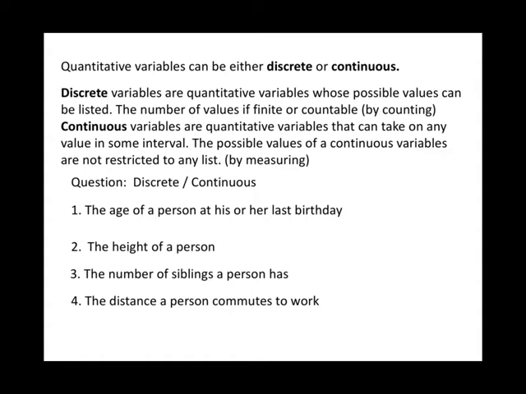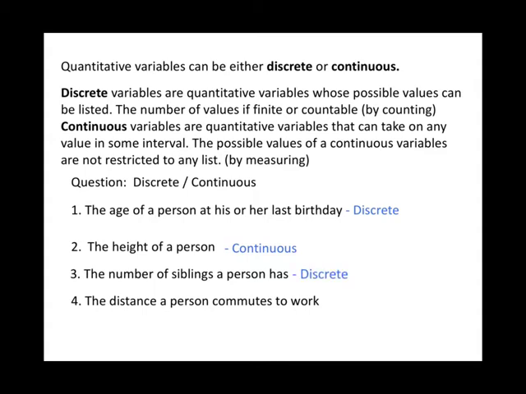Number one, the age of a person at his or her last birthday. You can get it by counting, so this is going to be discrete. Number two, the height of a person. How tall are you? You could measure it, right? So that will be continuous. Number three, the number of siblings a person has. You can count, right? How many siblings do you have? So that will be discrete.